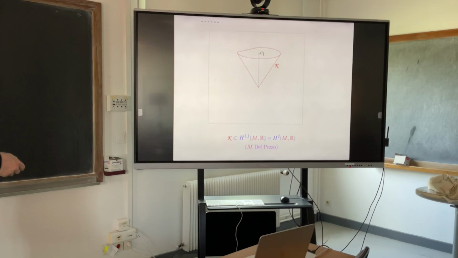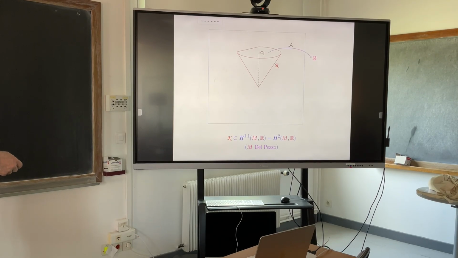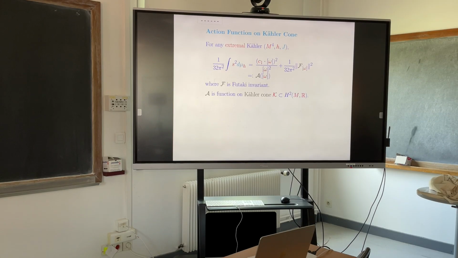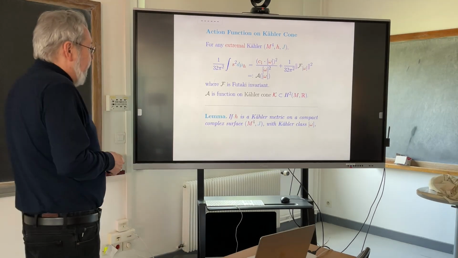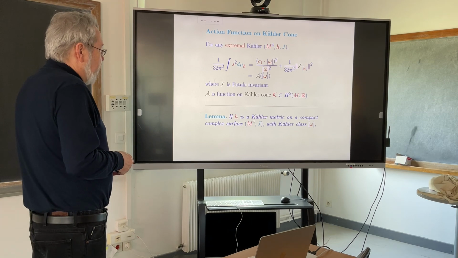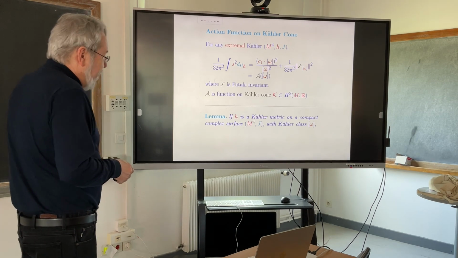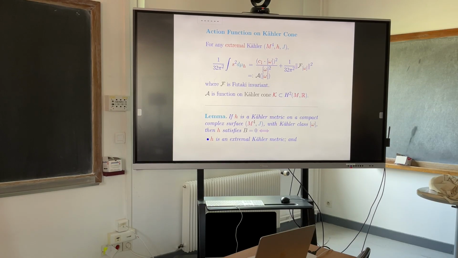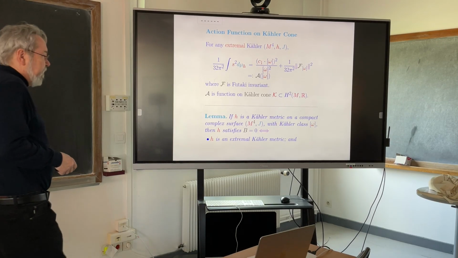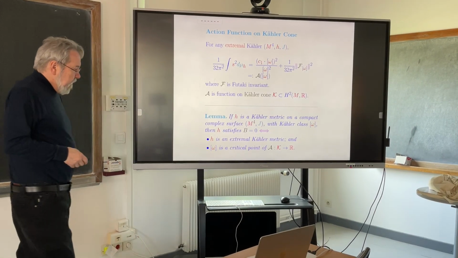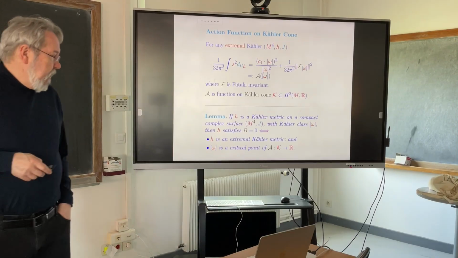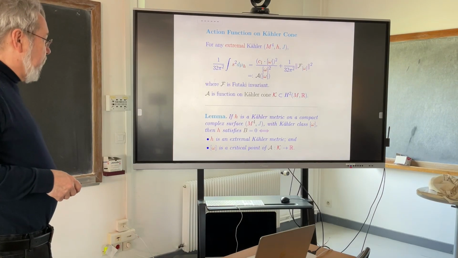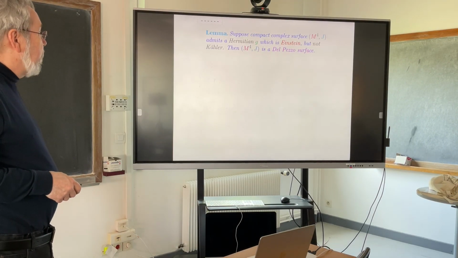So there is this virtual action functional on the Kähler cone, and you're trying to find critical points of that, and the claim is that if you have a Kähler metric on a compact complex surface with Kähler class omega, then it is Bach flat if and only if the metric is an extremal Kähler metric and the Kähler class is a critical point of this virtual action.